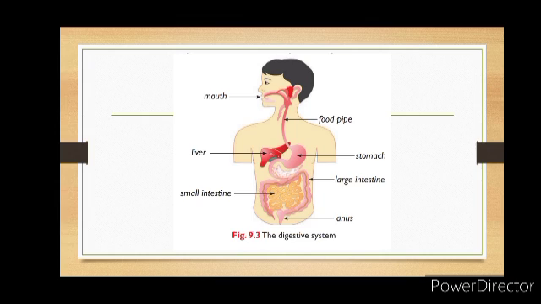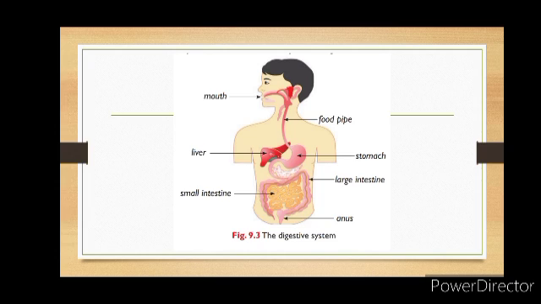After that, the swallowed food passes through the food pipe and reaches the stomach. The function of the food pipe is to push the food down and deliver it to the stomach. Now food comes into the stomach.